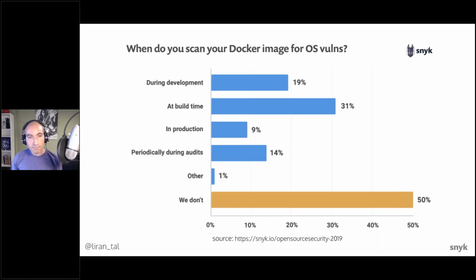In the State of Open Source Security survey, we asked a lot of other questions for people to answer. It wasn't just data oriented like we've seen so far. We asked them, when do you scan your Docker images for open source vulnerabilities? Security testing is significantly important, but if you sum it up, 50% of the engineers fail to do so.